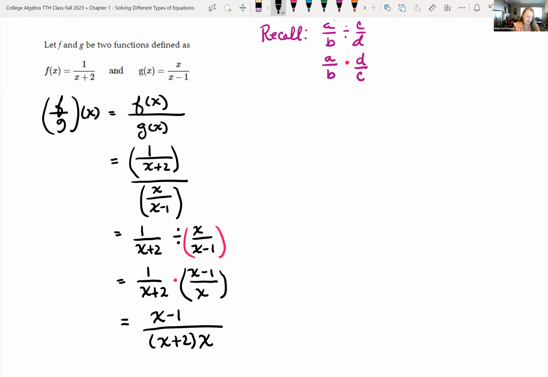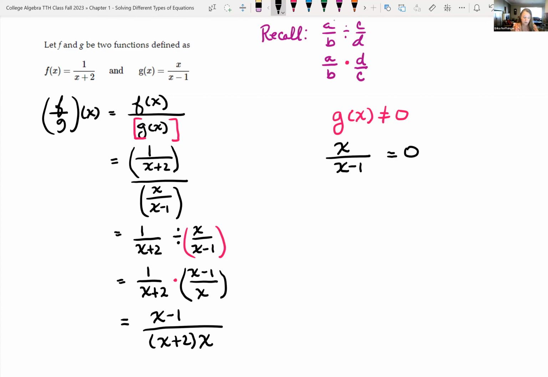So for the domain, we need to be careful because there was one extra stipulation. g of x cannot equal 0. So we can't have our denominator equal to 0. And so we can't have x divided by x minus 1 equal to 0. Let's find out when this is equal to 0. Once we find that, we want to exclude it from the domain along with the 1 and negative 2.